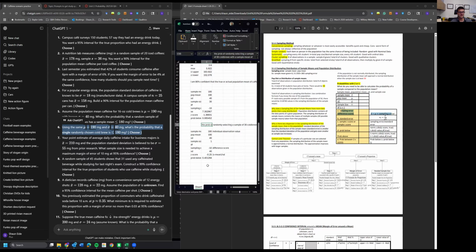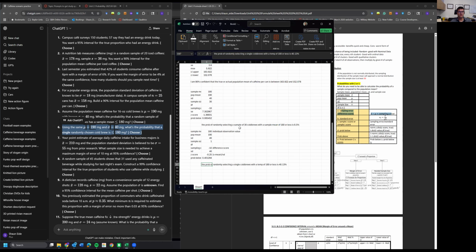So we're going to just copy and paste this. The probability of randomly selecting a single cold brew with a temp of 180 or less is 40.12%. And notice the values are the exact same: 30 cold brews, 180 or less, 180 or less. But the probability of getting a sample of 30 with a mean of that value or less is 8.5%. Well, the probability of picking just one is 40.13%.